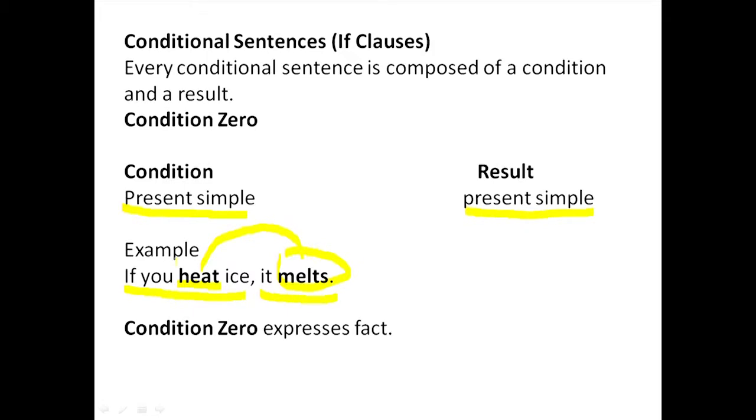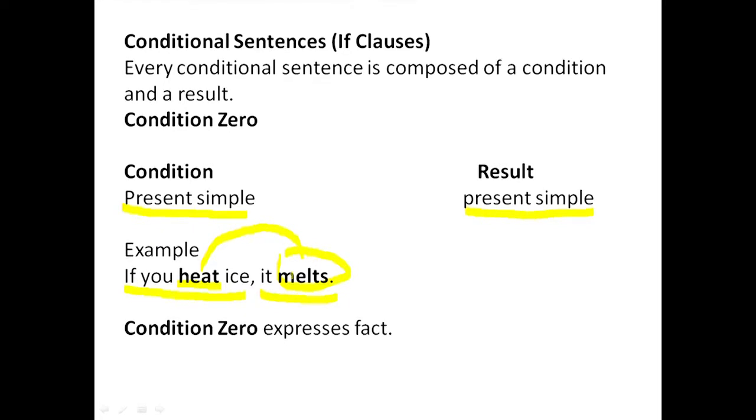So, the condition, meaning the if aspect, we have what? The present simple there, and under the result, we have what? Melt, connoting, again, the same tense. We call this one condition 0. Okay? Try to have this one in mind.